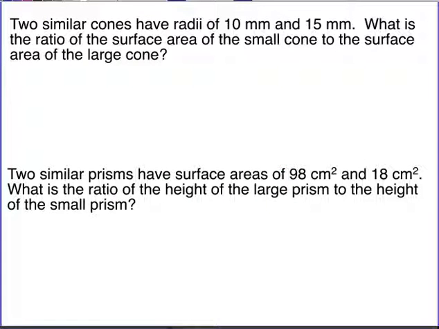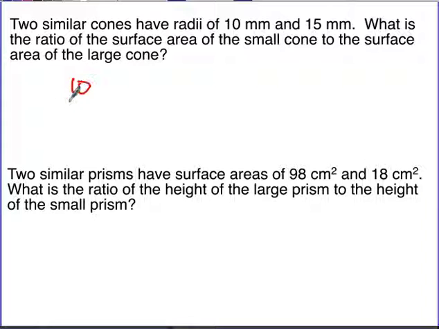Two similar cones have radii of 10 millimeters and 15 millimeters. What is the ratio of the surface area of the small cone to the surface area of the large cone? We can do this without even knowing the surface area of either one of the cones. We can still find the ratio just by using the linear measurements.